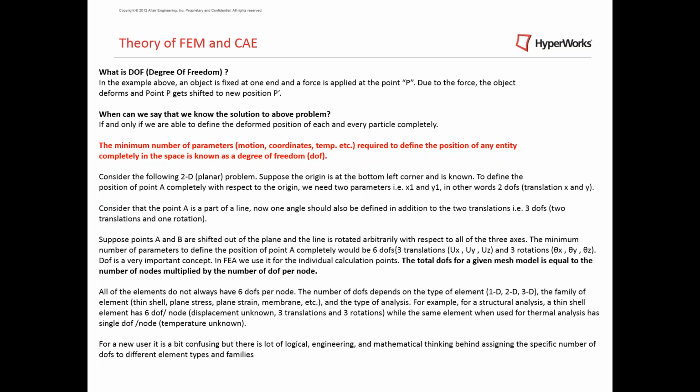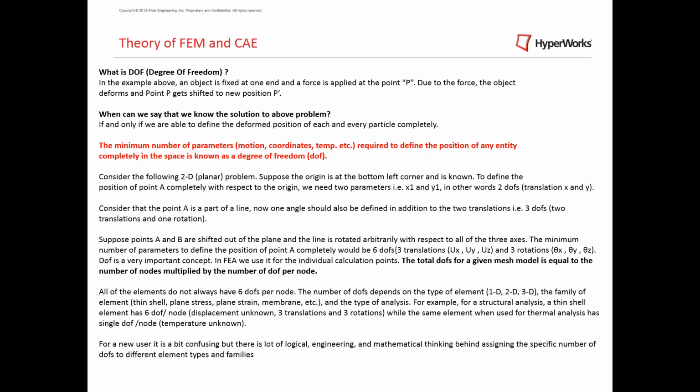degree of freedom. Consider the following 2D planar problem. Suppose the origin is at the bottom left corner and is known. To define the position of point A completely with respect to the origin, we need two parameters, that is x1 and x2. In other words, two DOF, that is translation x and translation y. Consider that point A is a part of a line. Now, one angle should also be defined in addition to two translations, that is 3 degrees of freedom, that is two translations and one rotation.